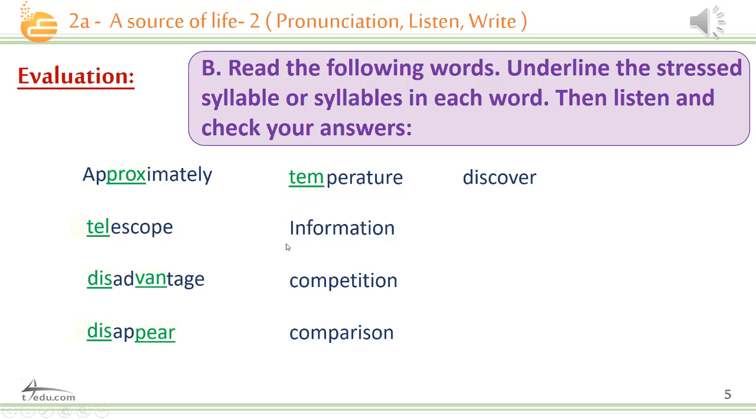How about the word information? How many syllables do you hear stressed in this word? Very good. I have the first syllable and the third syllable. Now we have the word competition. Very good. I have the first syllable, com, and then the third syllable, ti. Yes, competition.